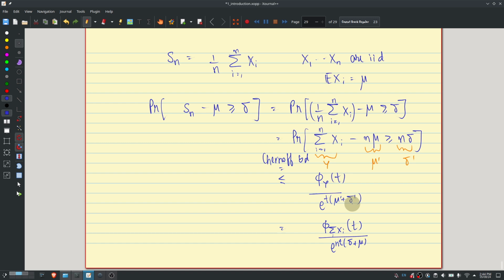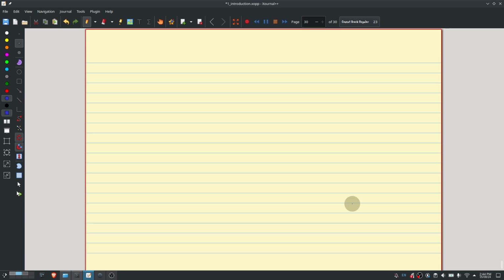Sorry, careful. Okay, what is phi of summation i xi of t? Remember, it is expectation of e raised to t times summation i equal to 1 to n xi. Yeah, so this is just expectation of a product i equal to 1 to n e raised to t times xi, right?